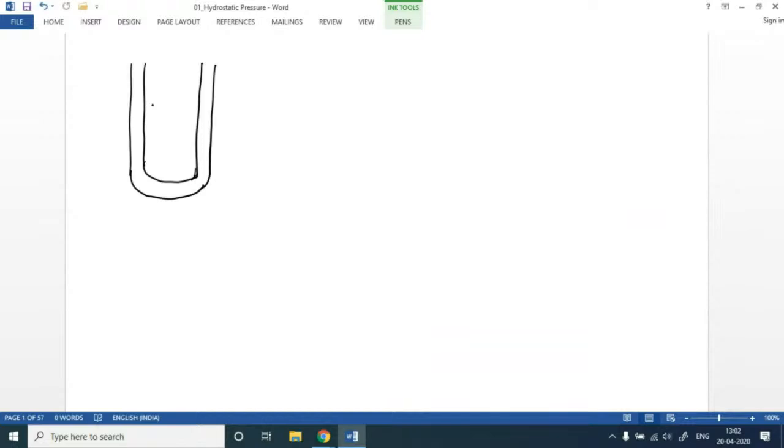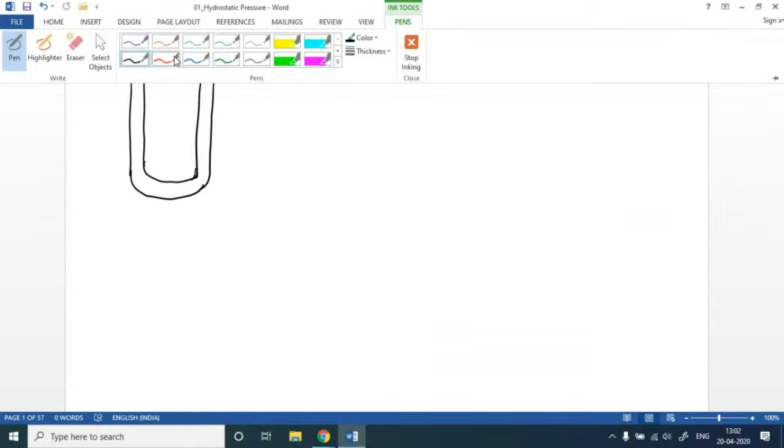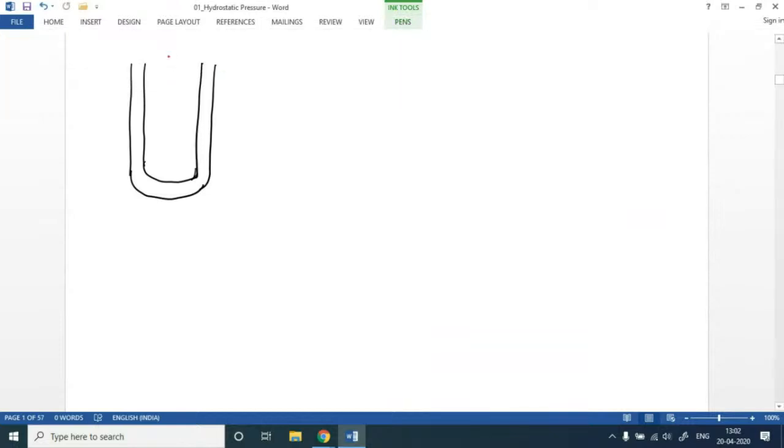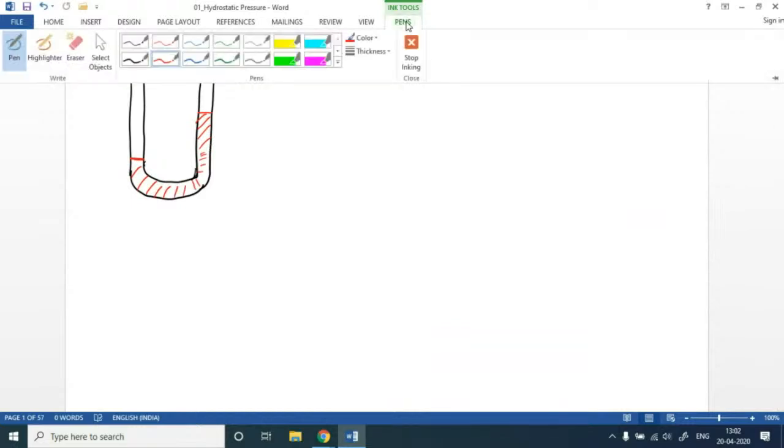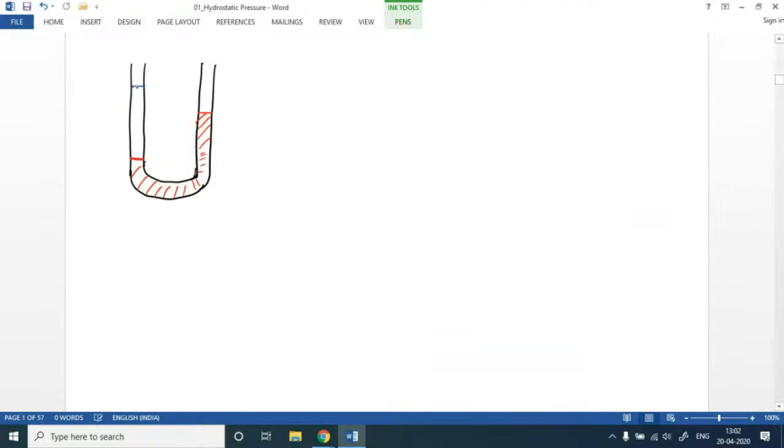But let's discuss the case where we have two different liquids in this U-tube. Let's say, for example, one liquid is from here to here, something like this, and let's say we have another liquid which is extending from here to here. Let's say its density is rho1, and this length, say, is L1.